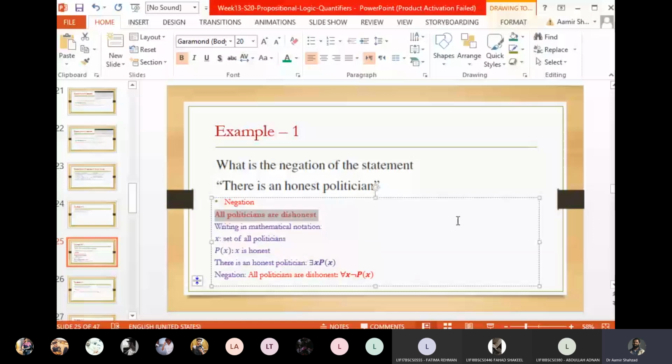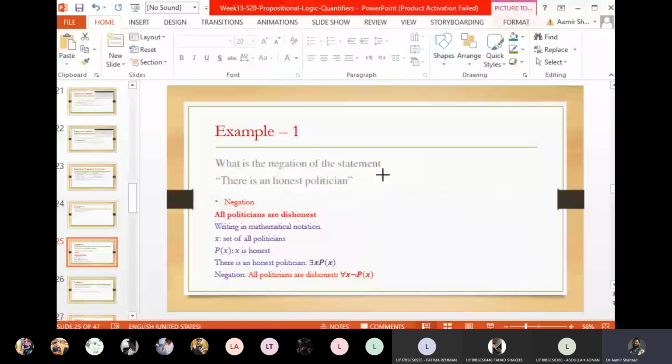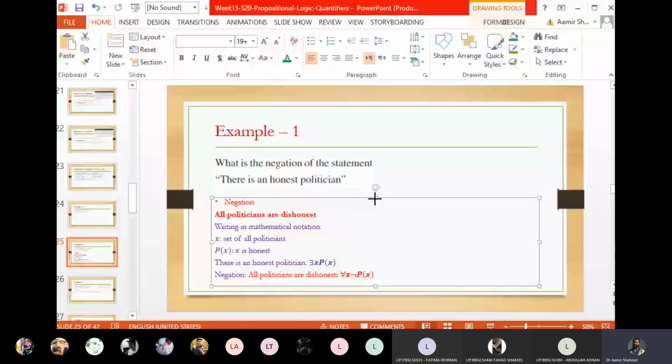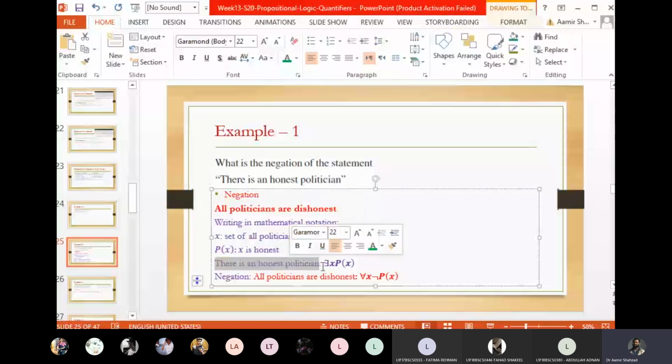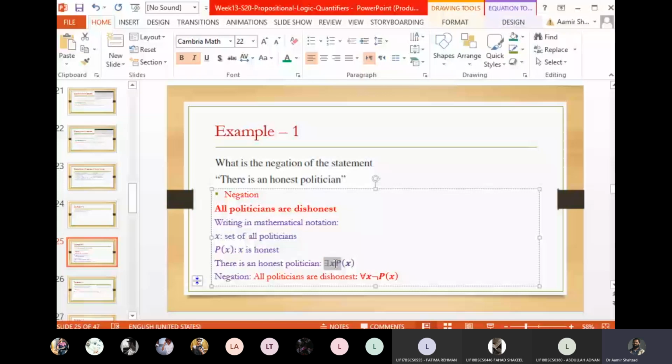So we can express this mathematically as well. So if our universe of discourse is x, so x is set of all politicians and p of x is honest. So it means politician is honest. So there is an honest politician. इसको हम कैसे लिखेंगे? There exists a politician such that he is honest. There exists x for which p of x is true. P of x is honest. X is honest.